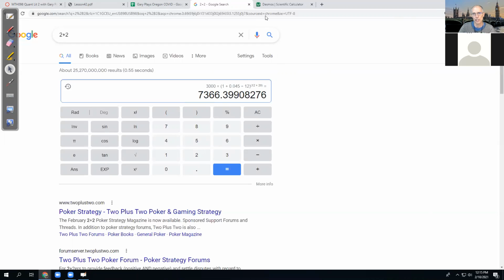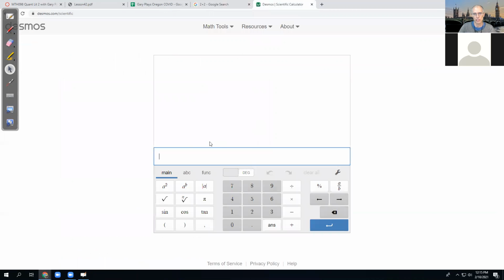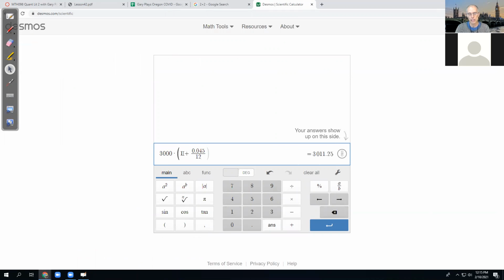So I'm going to check that on my Desmos calculator, which is more like a handheld calculator. Google's like a phone calculator. So I need my 3,000. I like to put a times, but that's optional on most calculators. 1 plus my rate, 0.045 over 12. Now notice I didn't divide by 12 ahead of time to see what that was. I'm just typing exactly as the formula has it. And that's an important thing you need to try to do. Then I hit my power button here.